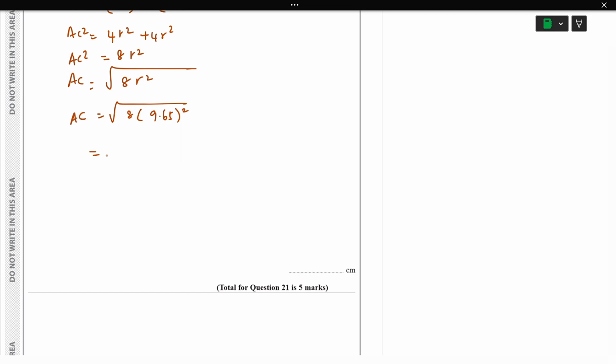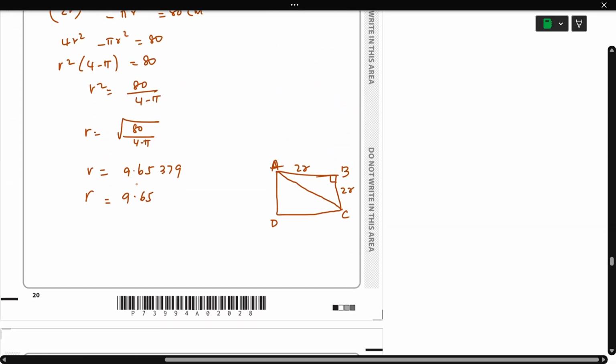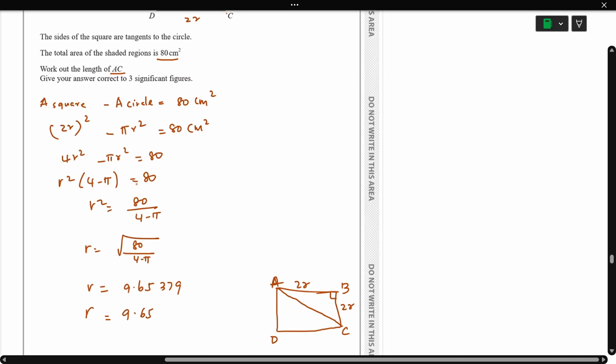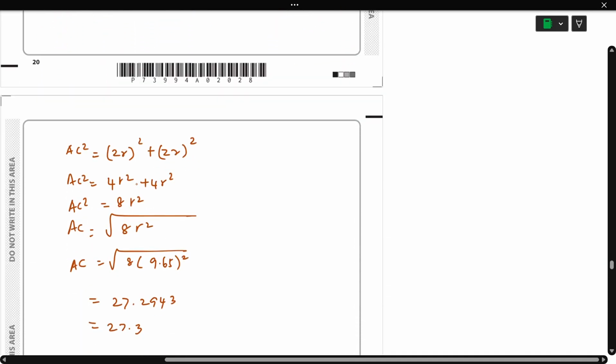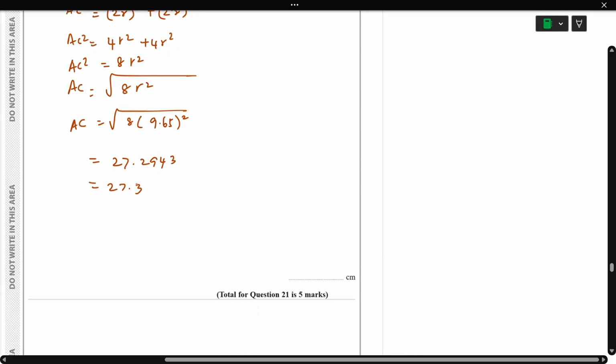When we calculate, we'll get the answer 27.2943. We round it because the question says give your answer correct to three significant figures. So only three places, which is 27.3. The answer is 27.3.